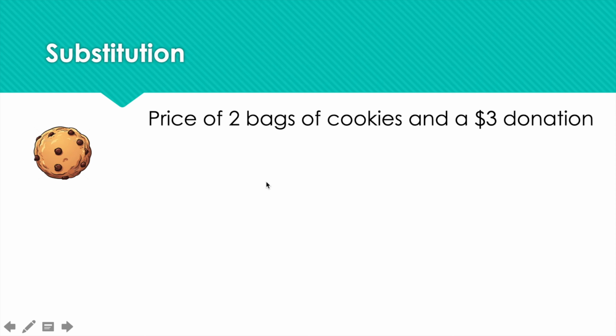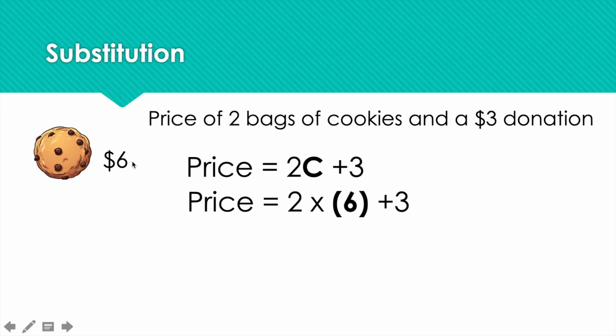The price of 2 bags of cookies and a $3 donation might be written as 2C plus 3. In this case, our C is going to be 6 or $6. So remember, we put the time symbol in, we put the 6 in, and we keep the others the same. So the plus 3 is the same. So 2 times 6 is 12, plus 3 is 15. And we should already have these examples in our book. I just wanted to refresh it.